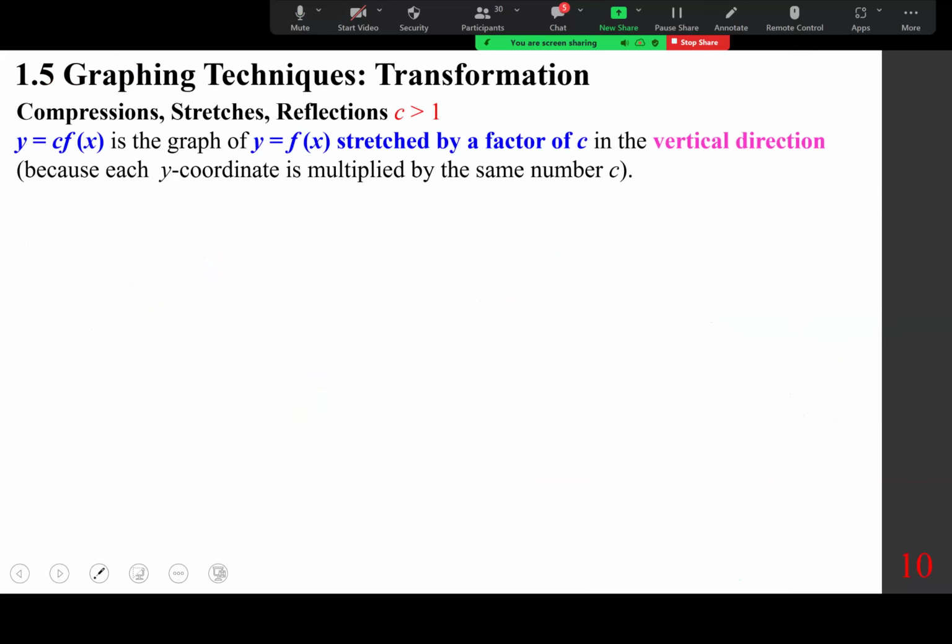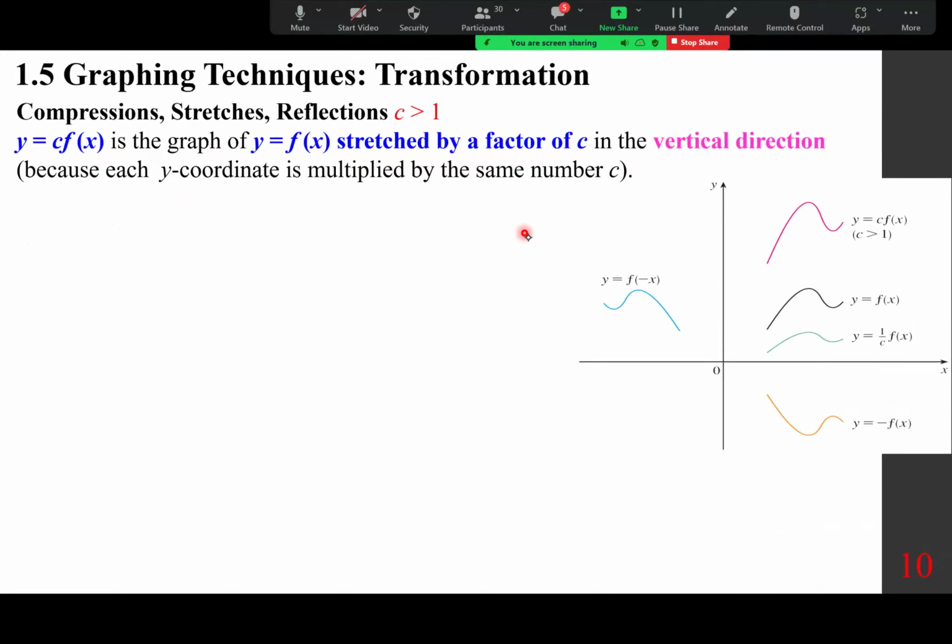We're going to continue with the transformations, compressions, stretches, and reflections, and we are assuming, again, we are dealing with a number c that is larger than 1. So y equals c times f of x is the graph of y equals f of x stretched by a factor of c in the vertical direction, because each y coordinate is multiplied by the same number. So this is f of x, c is larger than 1, so it makes the y coordinates larger. This one, 1 over c, makes it smaller.